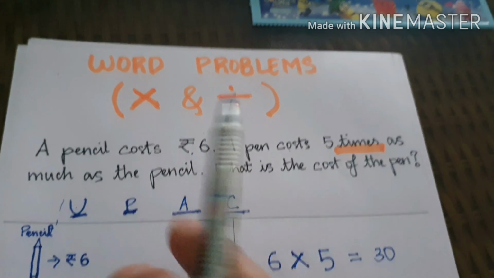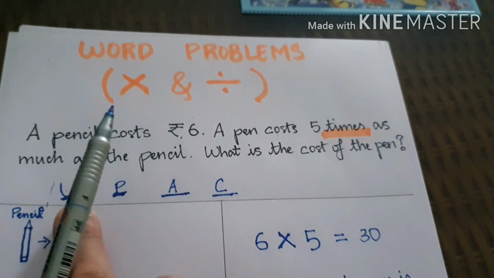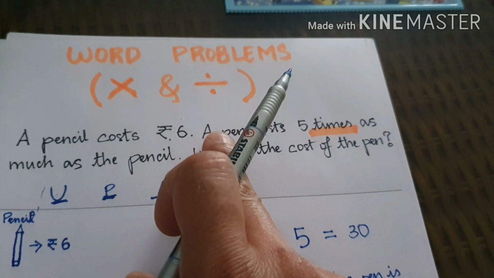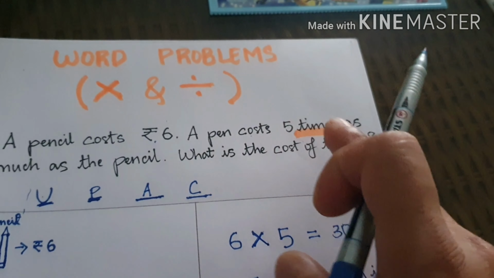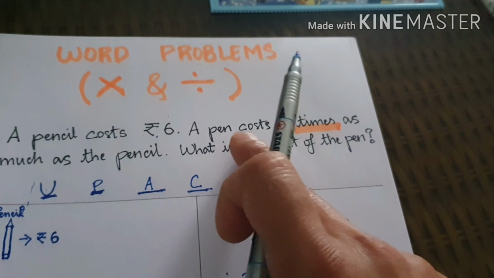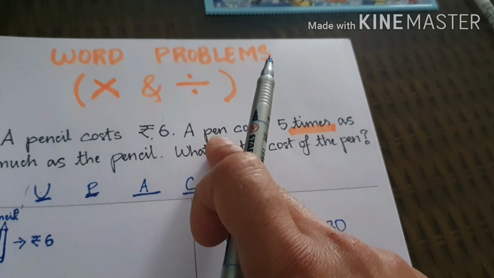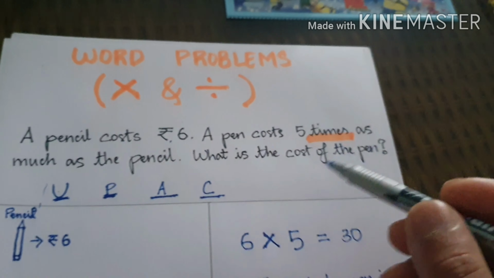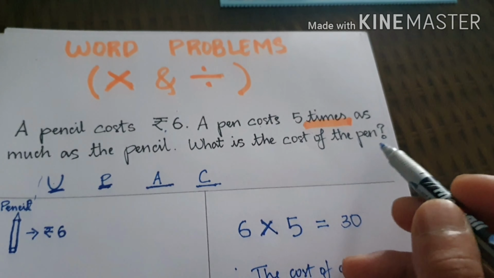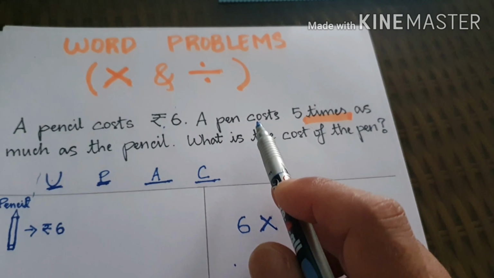Alright, so we need to understand first what are the things given. We are given the cost of 1 pencil, which is ₹6. We are also given a hint for the cost of a pen, which is 5 times as much as the pencil, and we need to find out the real price of the pen.